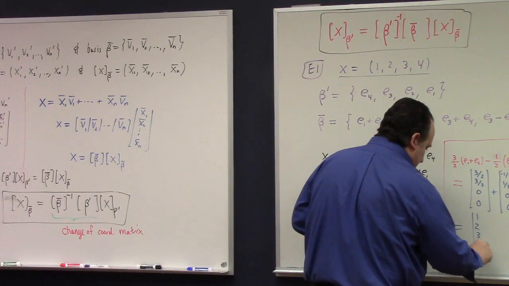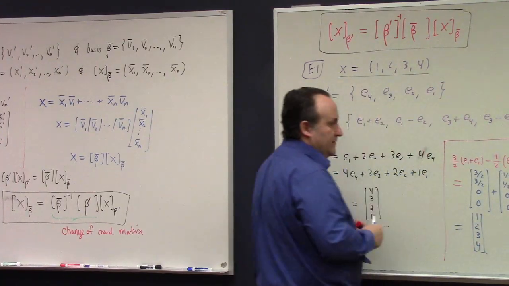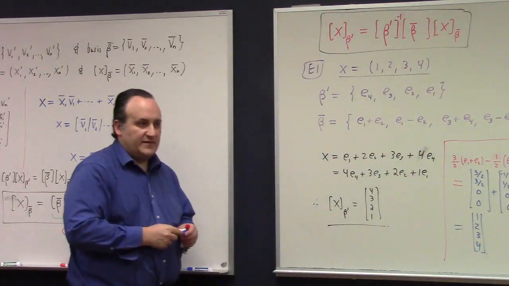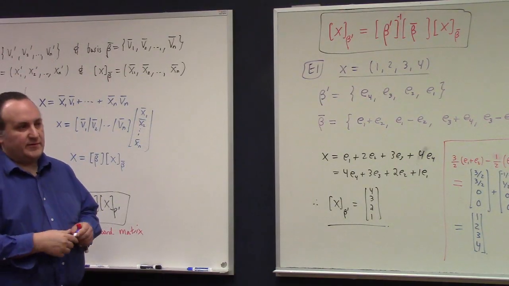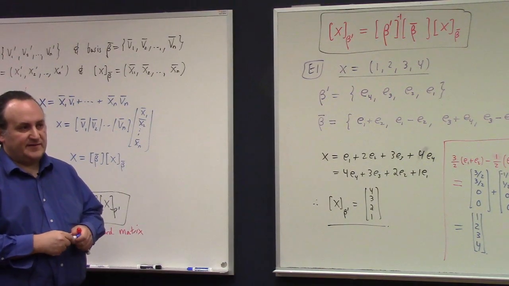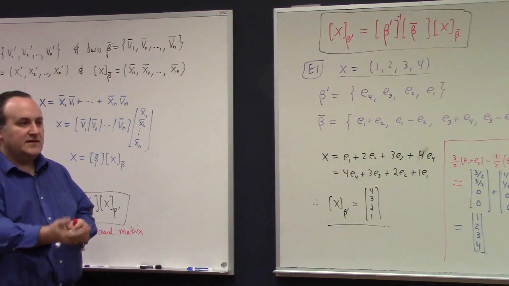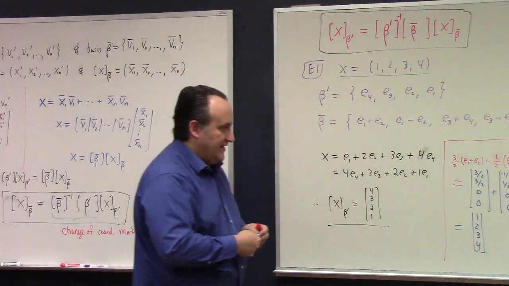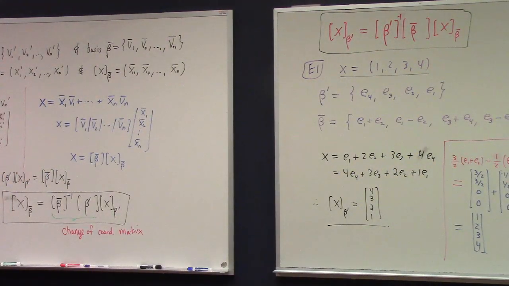If that actually is the coordinate vector of x with respect to the beta bar basis, that has to be what it works out to, right? That's the meaning of coordinate vector: when you take a linear combination of the basis, you get back to the vector for which that is the coordinate vector. Any questions?